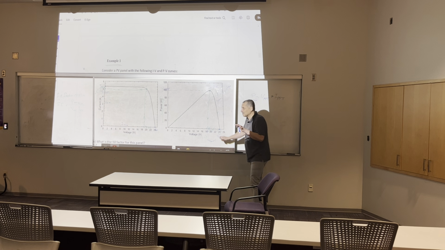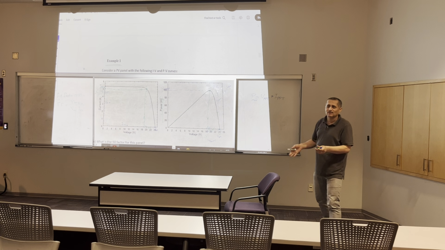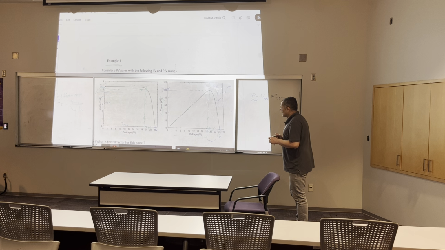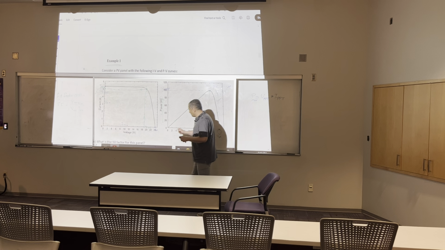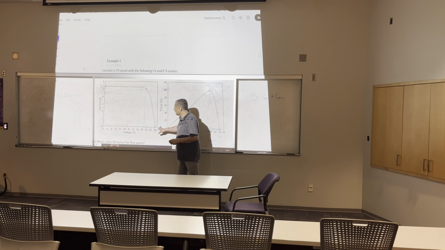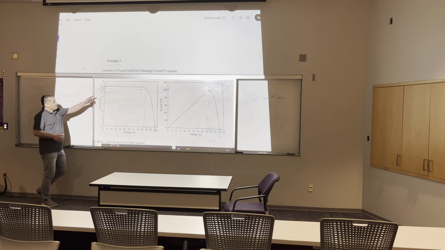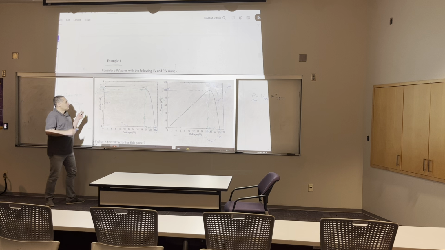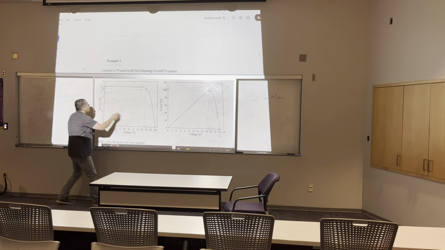0 current means open circuit. So the voltage at this point is called the open circuit voltage. This point should be the same as this one. This curve is the relation between I and V, with this one, or maybe another curve, this curve or this curve, depending on the current generated.